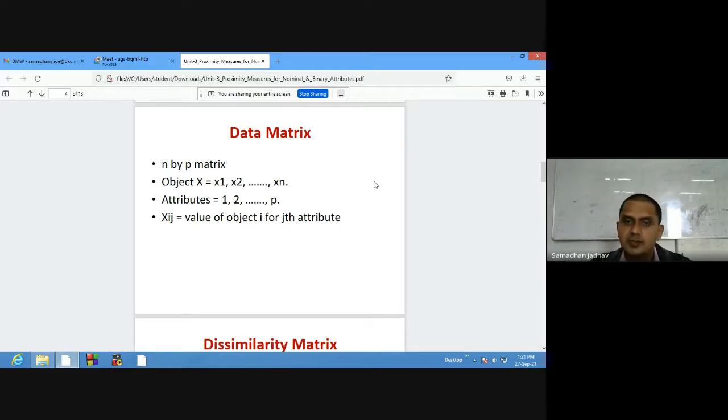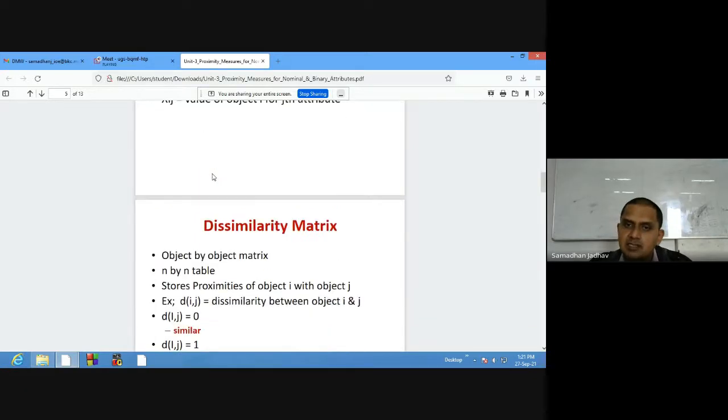So at the intersection of a particular cell, what comes? Suppose it is a cell of address. So that is the address of object i for which attribute? The jth attribute. And what is that jth attribute? Address. Similarly for other attributes. So that is the data matrix. It's an n by p matrix where there are n number of objects and p number of attributes.